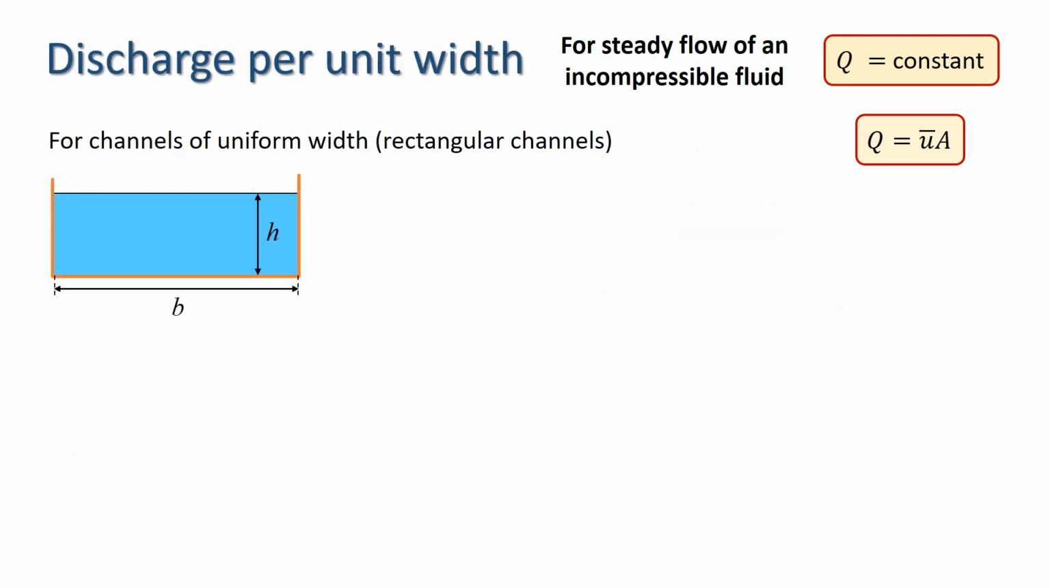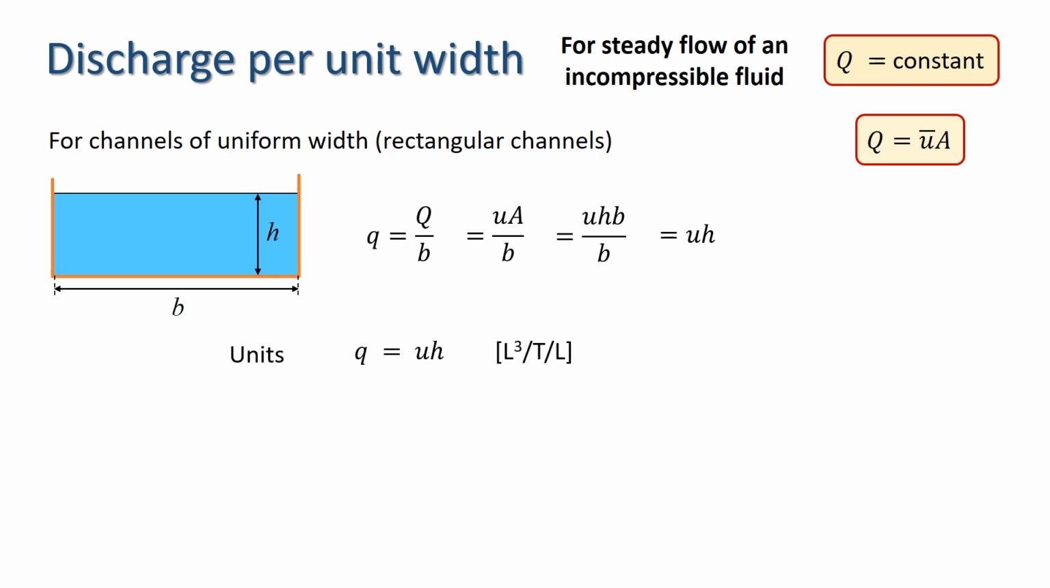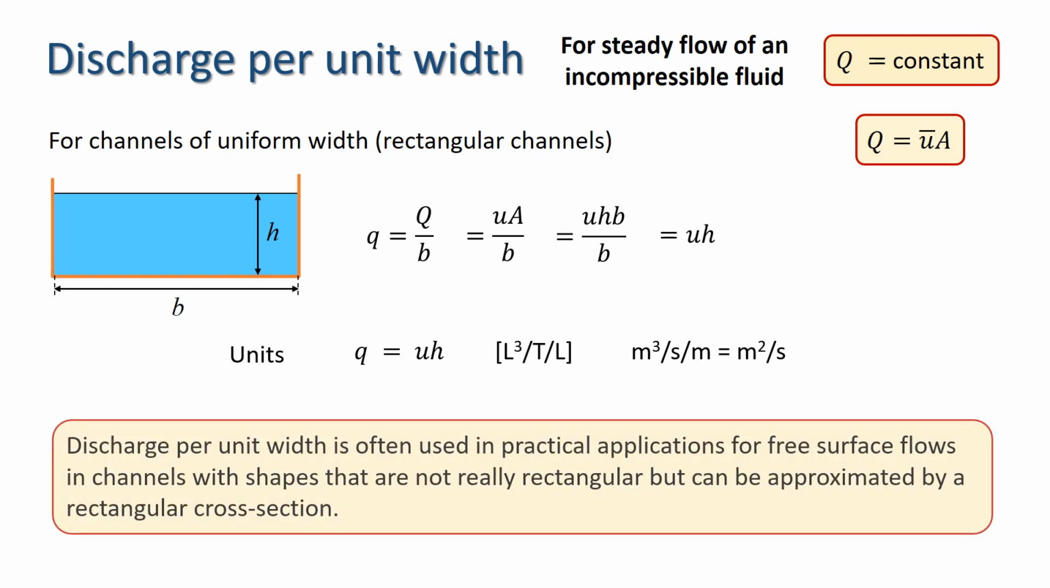For channels that have a uniform width, we often use discharge per unit width, which is simply defined as discharge divided by the channel width, and is usually denoted by a lowercase q. The units of little q are length cubed divided by time and length, giving us meters cubed per second per meter, or meters squared per second. It's worth noting that in practice we often use discharge per unit width even for channels which are not truly rectangular.